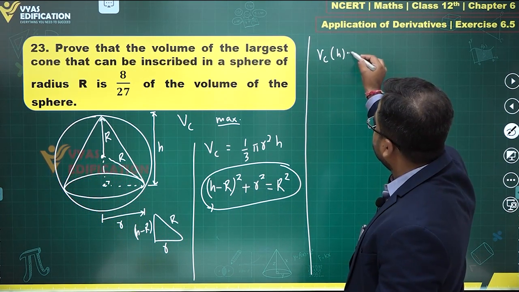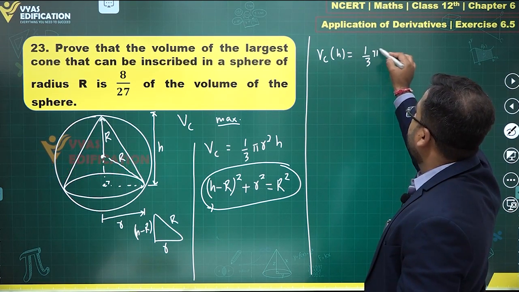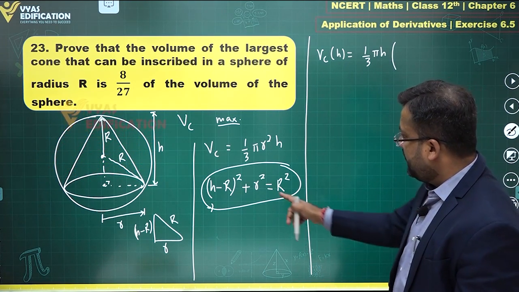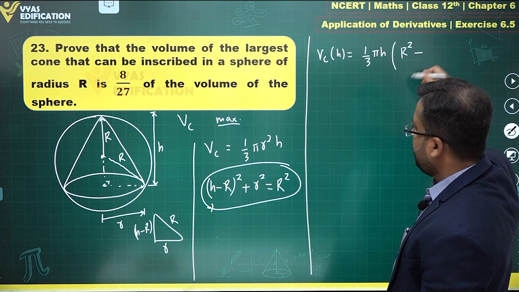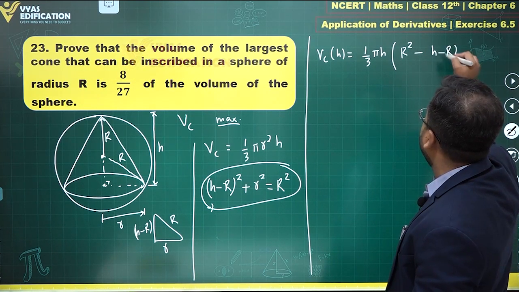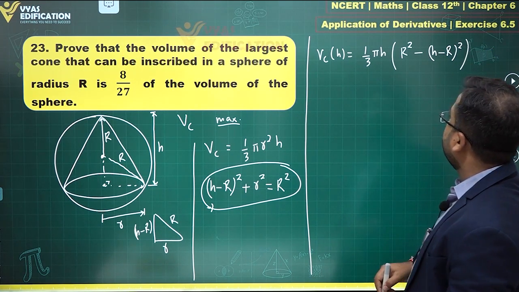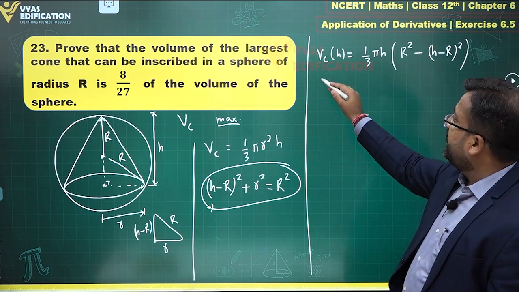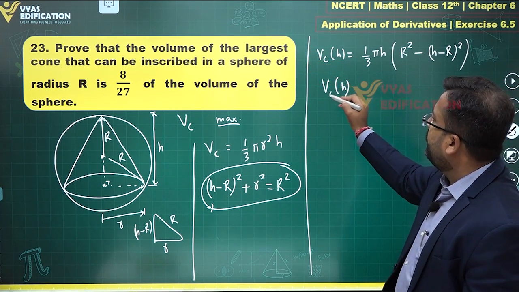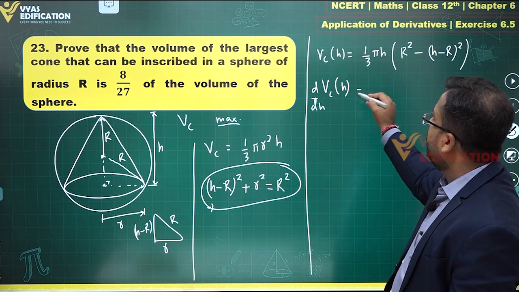Vc in terms of h will be equal to 1 by 3 pi h times small r square, which is capital R square minus h minus capital R whole square. This is what you have, right? And now we can differentiate V with respect to h. Where does that take us?